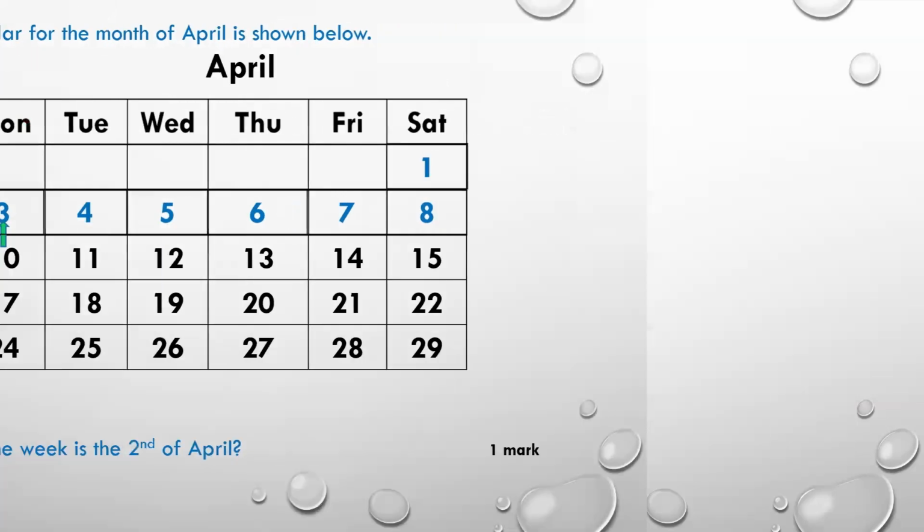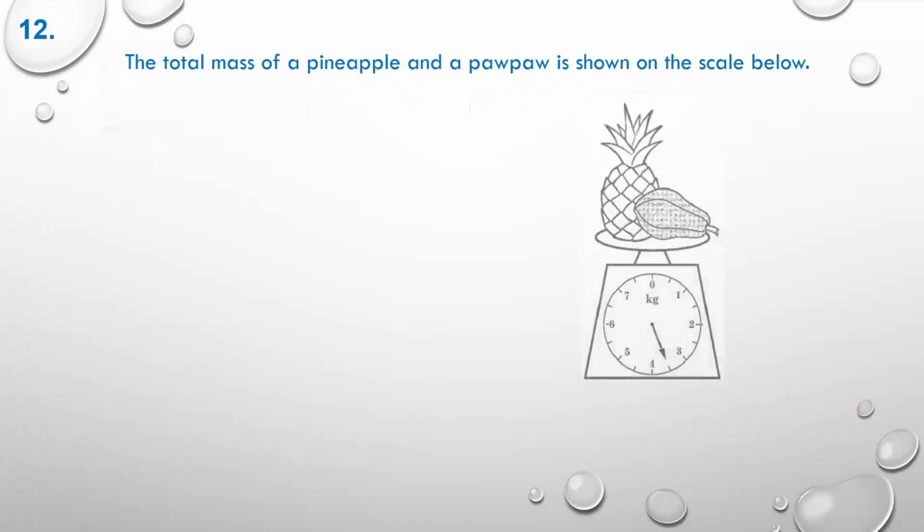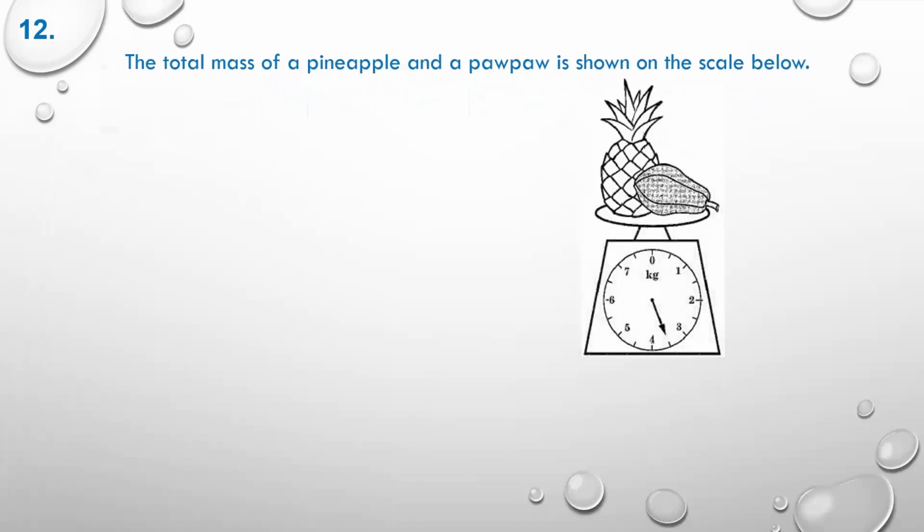Right, let's move on now to number 12. And if we think of number 12 there, it says the total mass of a pineapple and a pawpaw is shown on the scale below. Now let's pause for a little bit and take a look at that scale. We have the pawpaw and we have the pineapple there. And it's on a scale. So they're giving us some information here.